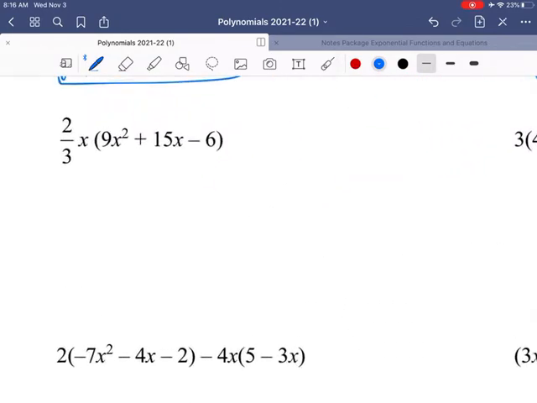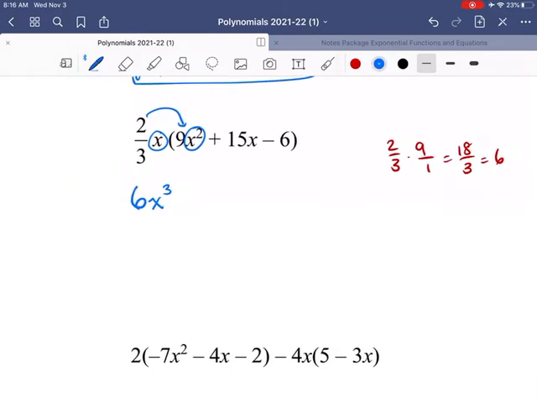Okay, when you run into fractions, you are still multiplying the coefficients. So 2/3 multiplied by 9 over 1 gives us 18 over 3, which simplifies to 6. So I get 6, and then the x and the x squared multiply to give me x cubed.